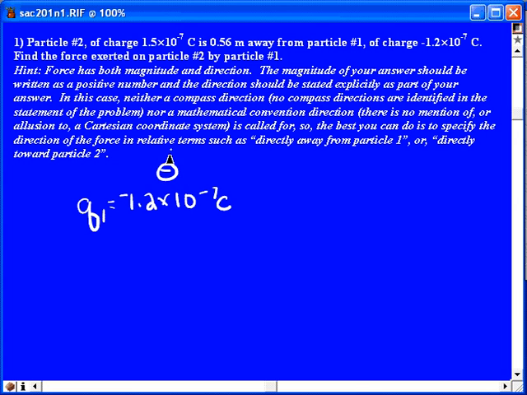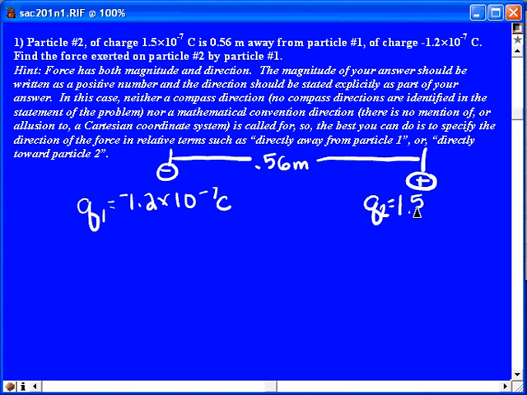And we have this being 0.56 meters away from charge number 2, which is positively charged. So we're going to use a positively charged symbol there. And we make Q2 equal to 1.5 times 10 to the negative 7 coulombs.